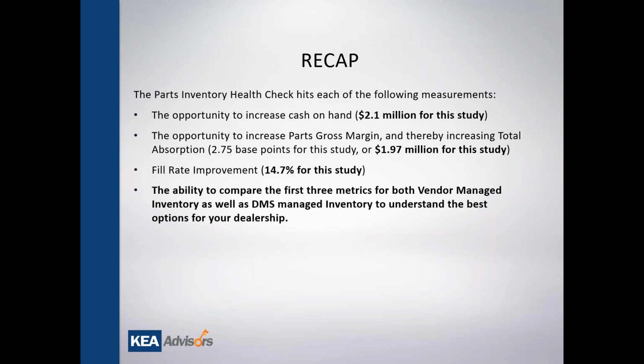All right. So just to recap what you saw here. The opportunity overall to increase cash on hand was 2.1 million for these 2 stores. The margin opportunity, which also affects your total absorption in a positive manner, is just shy of 2 million, 1.97 for this study. Fill rate improvement was almost 15%. And then you can compare these same metrics across your house managed and vendor managed inventory as well.